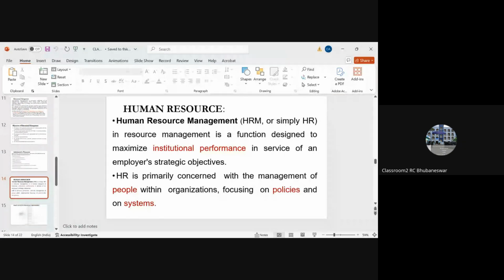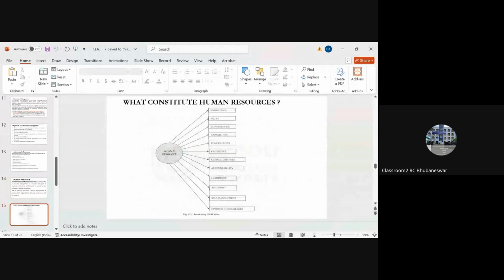Under human resource management, we can think and make a high level plan, whereby human resource is to be utilized properly for the betterment of the society, for the betterment of the individual. We can think about it. What constitutes human resources?